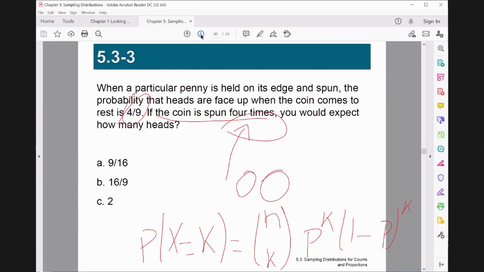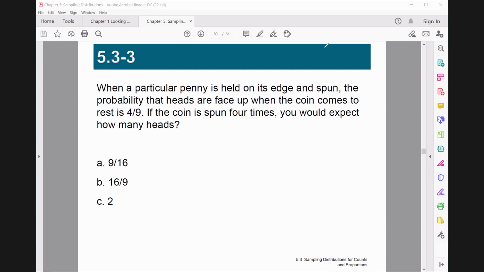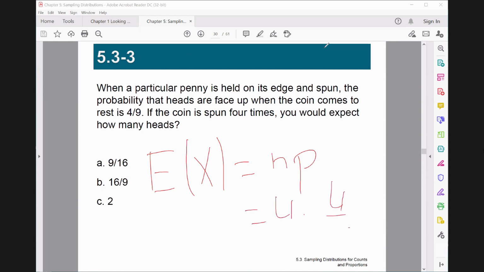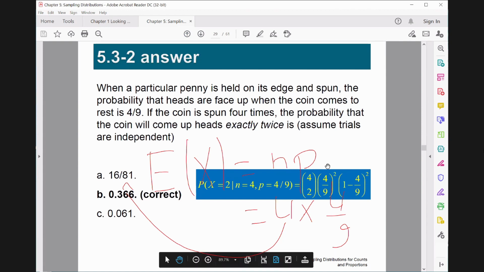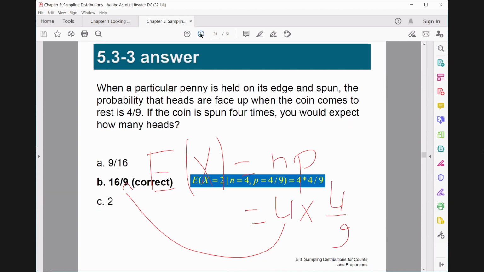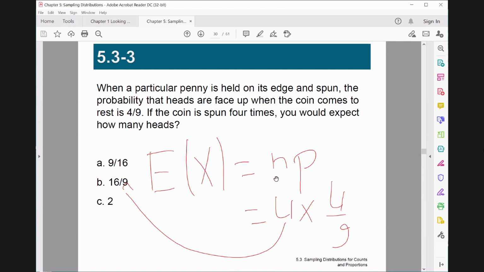Now let's move on. Here we have the same problem, but the requested is the expected value. The expected value E of x is equal to n times p, which is equal to 4 times 4/9. Of course, 4 times 4/9 is 16/9. I'm sorry, regarding the previous example, I have to evaluate this expression. It's equal to 0.366, as he said. We can try to evaluate it. Then this is the expected value, as we can see here. P equals 4/9, n equals 4, then E of x, once we have a binomial, the expected value is equal to n times p.